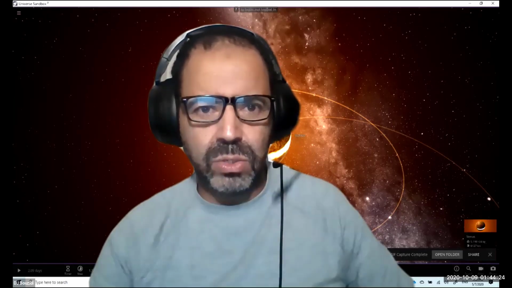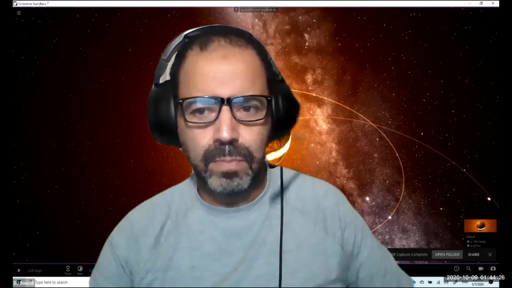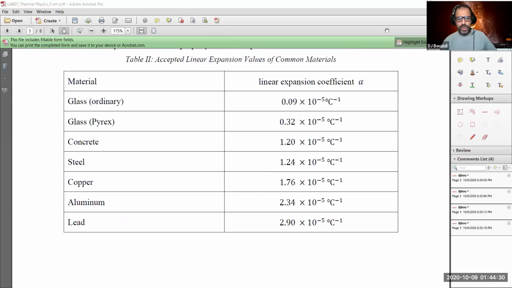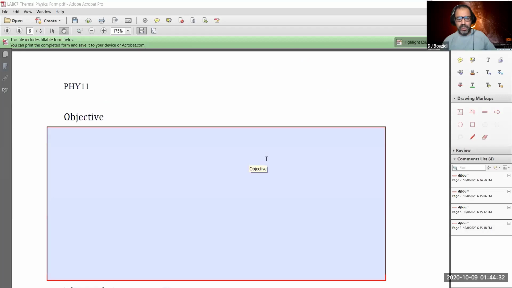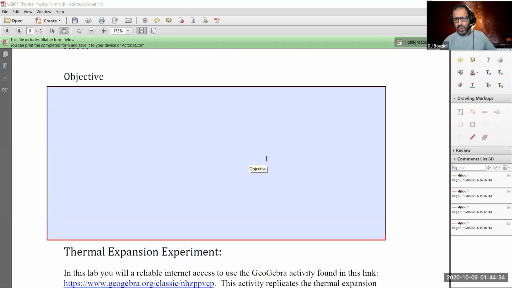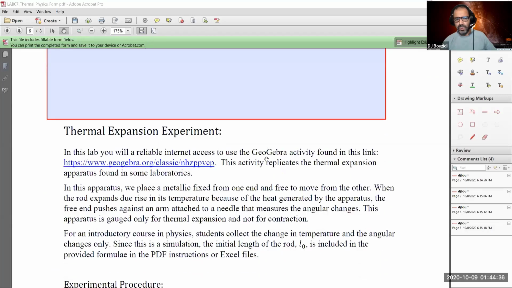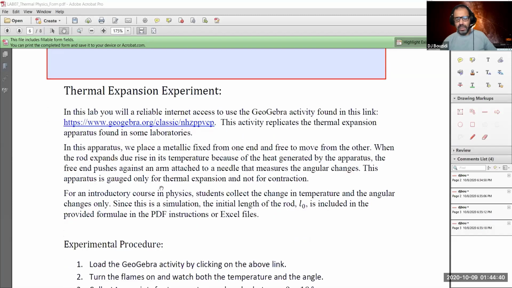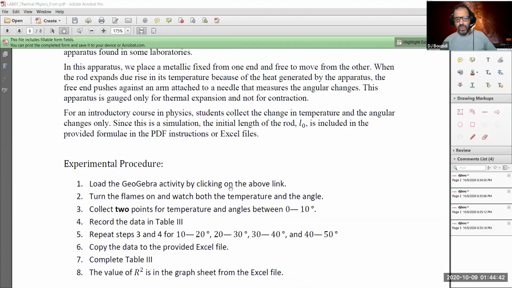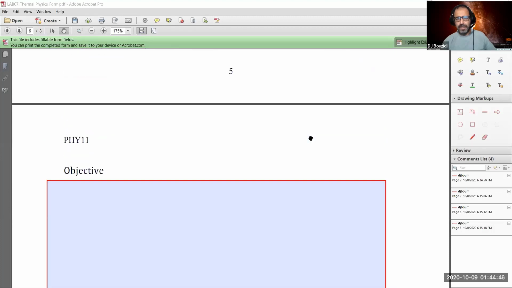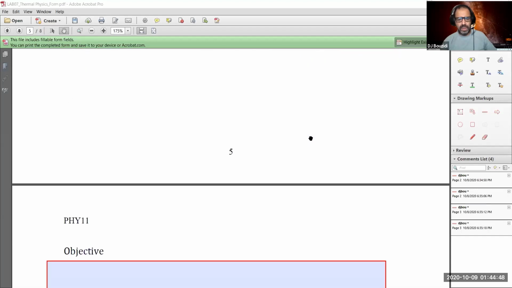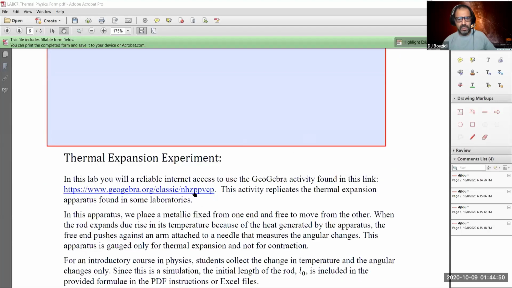So let me go back into the instructions. So we're going to actually do the objective now, since we know what we're doing. So that's left for you guys. Here is where the activity is going to be, okay? And in here, it's telling you what to do. So you're going to load the GeoGebra activity. Let's load it. Come back to it, okay? What is the link for it? Here. So I'm gonna load it.